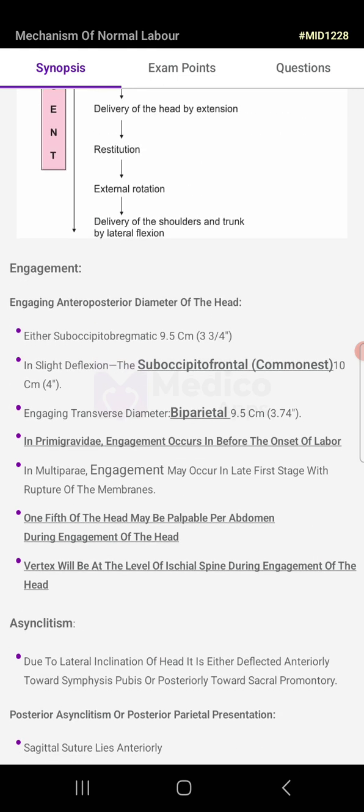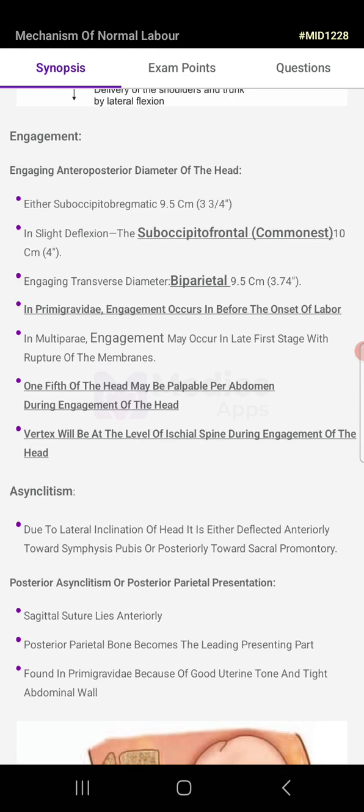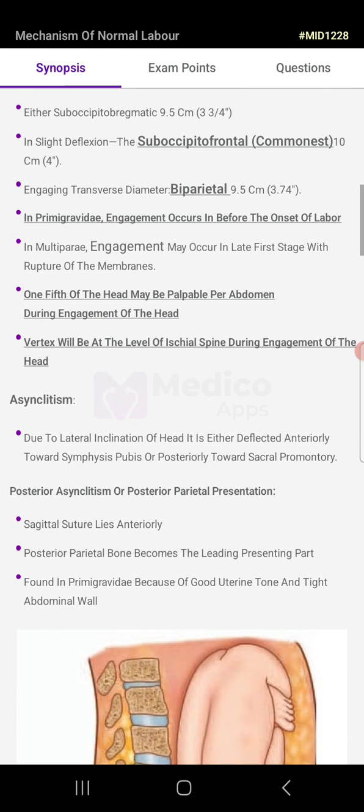Engagement: the anteroposterior diameter of the head engages, either suboccipito-bregmatic 9.5 cm in slight deflexion, or suboccipito-frontal, the commonest, 10 cm. The transverse diameter engaging is the biparietal, 9.5 cm. In primigravida, engagement occurs before the onset of labor. In multipara, engagement may occur in the late first stage with the rupture of the membrane. One-fifth of the head may be palpable per abdomen during engagement. The vertex will be at the level of the ischial spine during engagement of the head.